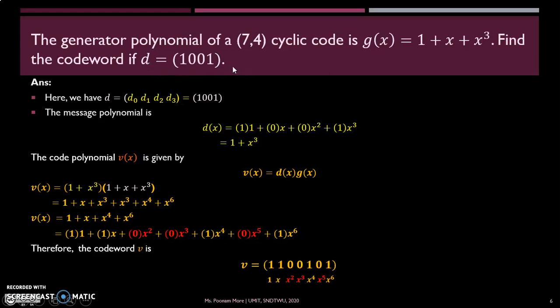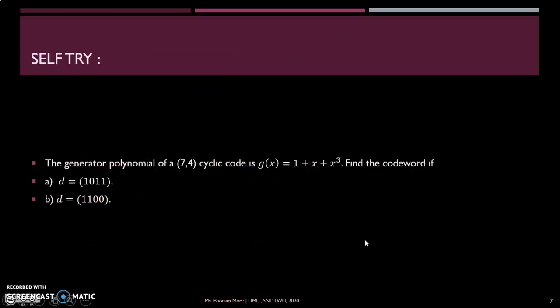Here we have considered only one example of a message word. As the message is 4 bits long, there will be 16 combinations of data messages. So you can find all the possible code vectors for these 16 combinations by using this generator polynomial. This is how you can try this example yourself by following the same steps that we have just discussed.